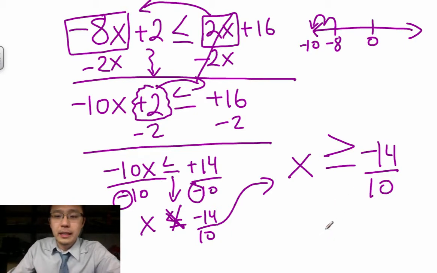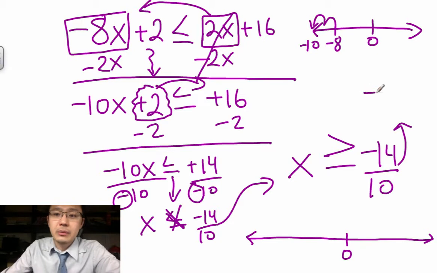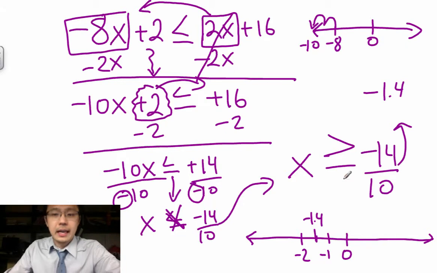So if you were to plot this on the number line, this is 0. What's negative 14 over 10? That's just negative 14 divided by 10, which is negative 1.4. Remember, you divide by 10, so you shift the decimal place over. So negative 1 is here, negative 2. So right now, negative 1.4 is there. Am I including negative 1.4? Yeah, because this is an equal sign. So I am here, and I'm going to fill this in. I am on negative 1.4.